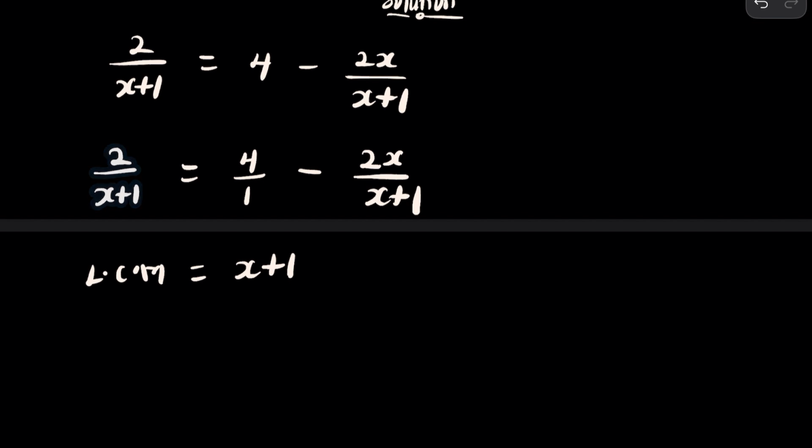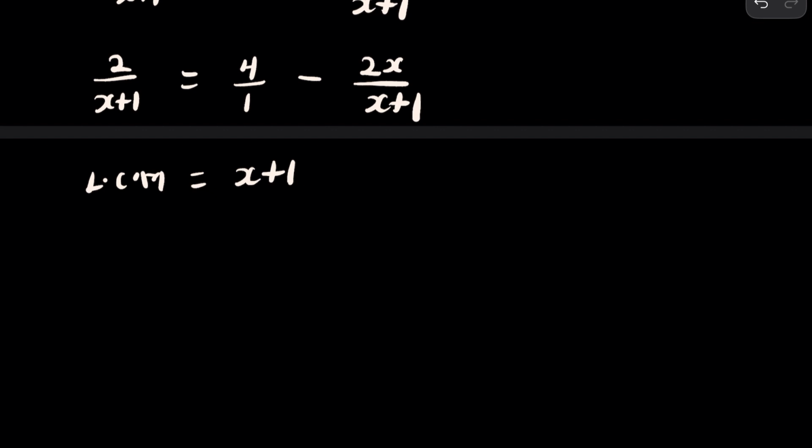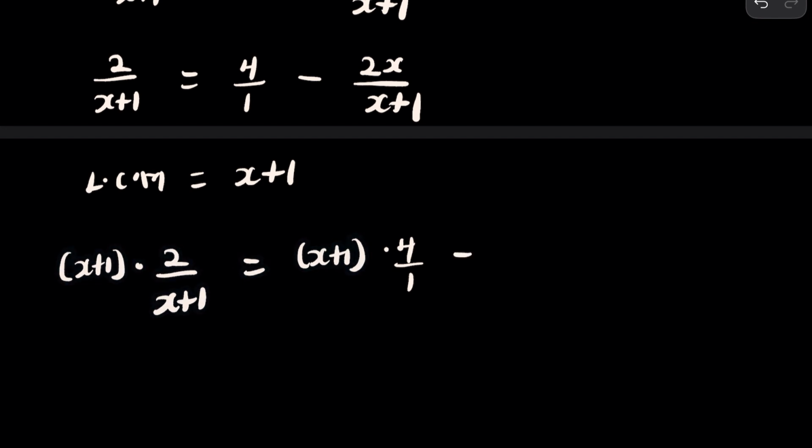So we are going to multiply each of these terms by x plus 1, right? Thus, we are going to have x plus 1 multiplying this. So that will be 2 on x plus 1 is equal to x plus 1 multiplying this. So that's going to be 4 on 1 minus x plus 1 multiplying this. So that will be 2x on x plus 1. Simplifying this, we are going to have x plus 1 will cancel x plus 1. Also, x plus 1 is going to cancel x plus 1, right?